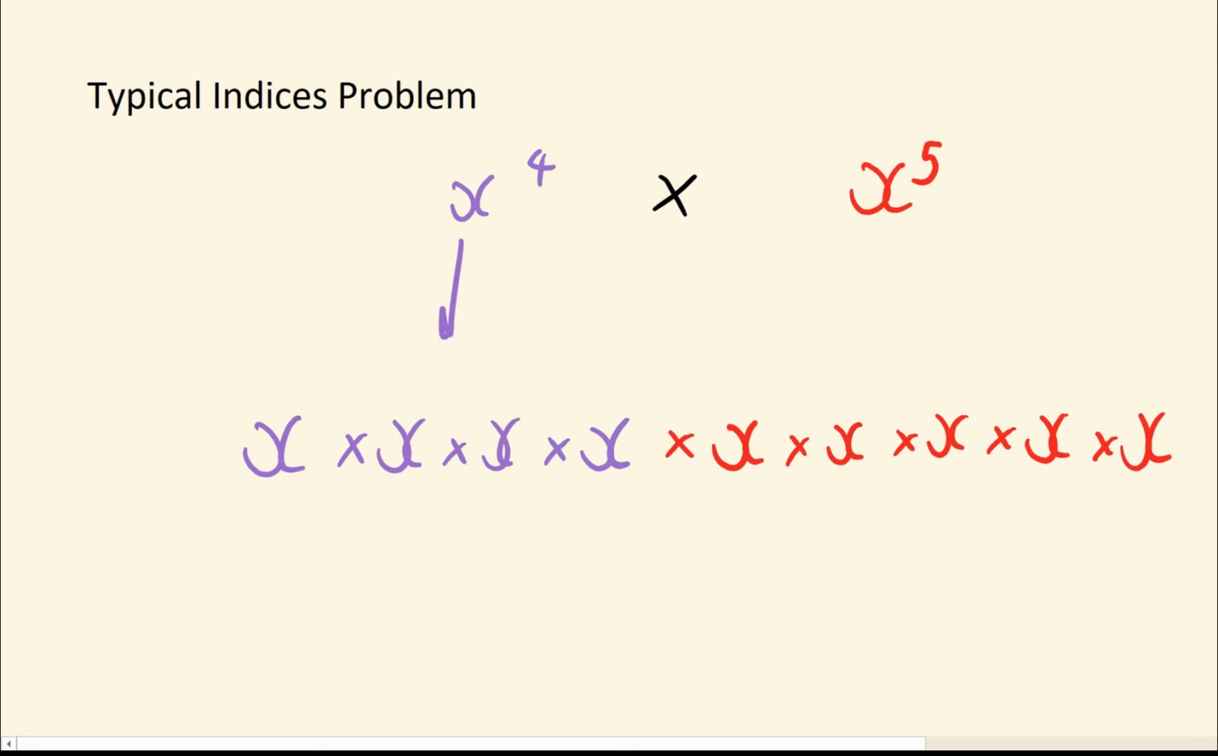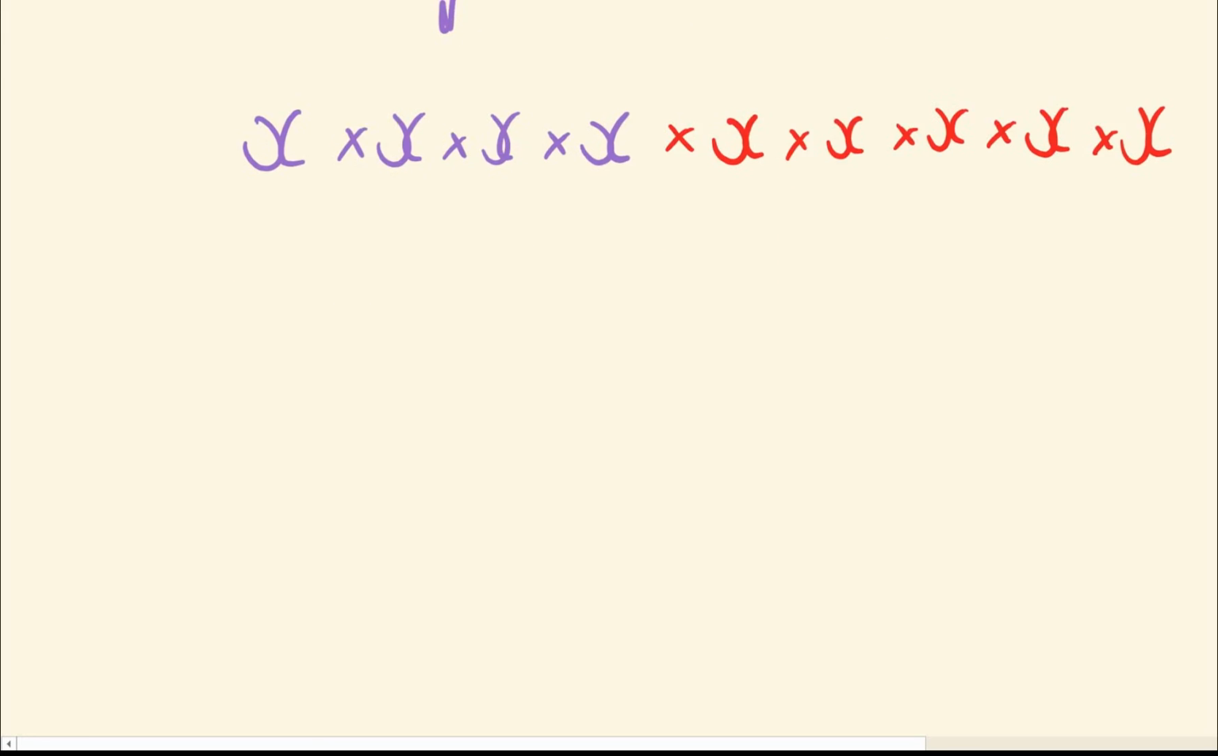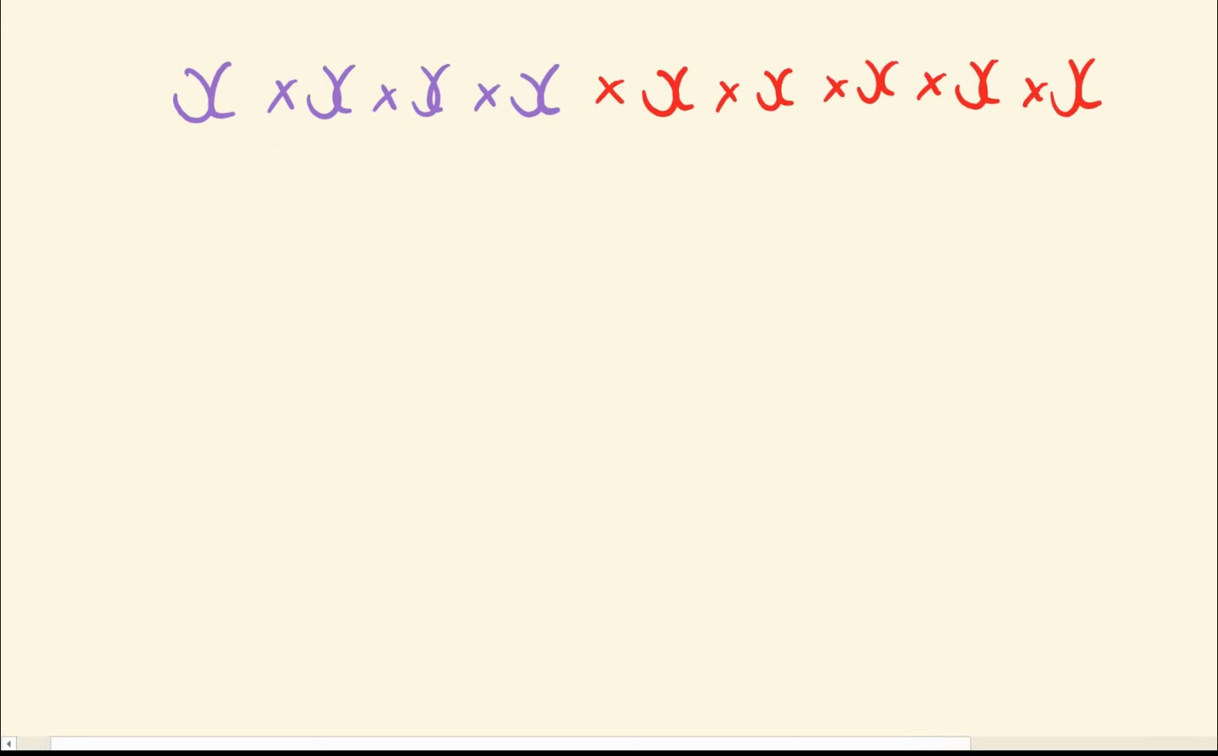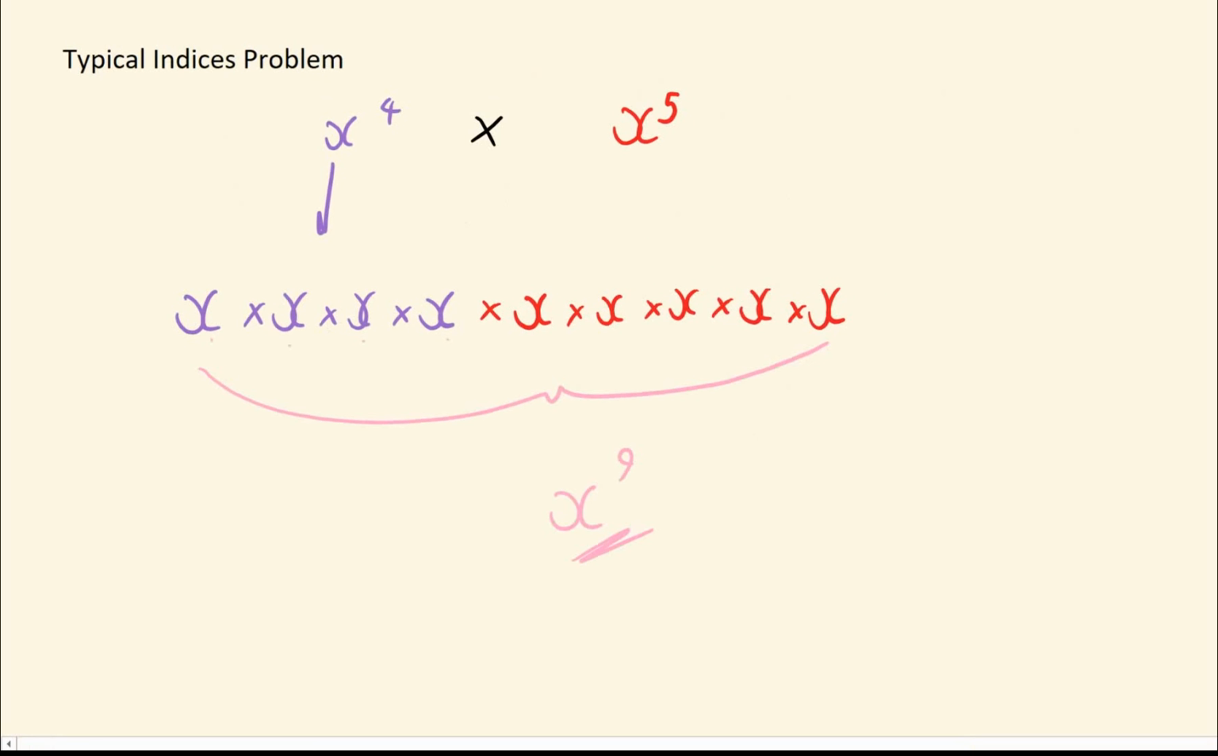However, now we can simplify this. We can basically ignore this top half and we can realise this is just a power of x. So we can group all these terms together. And I have 1, 2, 3, 4, 5, 6, 7, 8, 9 terms of x multiplied together. So this just simplifies to x to the power of 9. And that's your answer. So x to the 4 times x to the 5 equals x to the power of 9. And all you're doing right now is just counting how many x's there are.